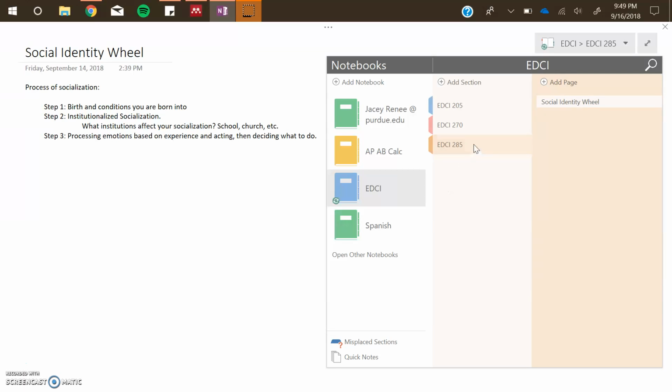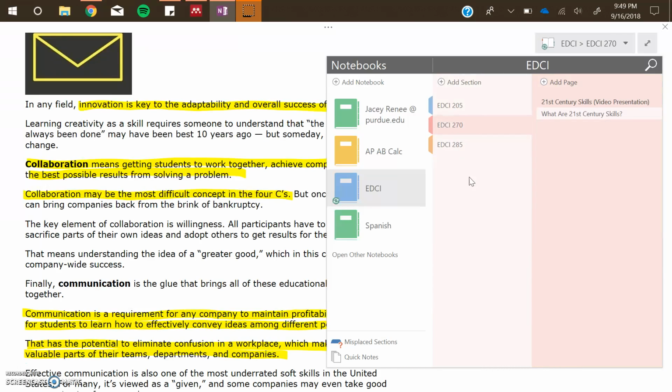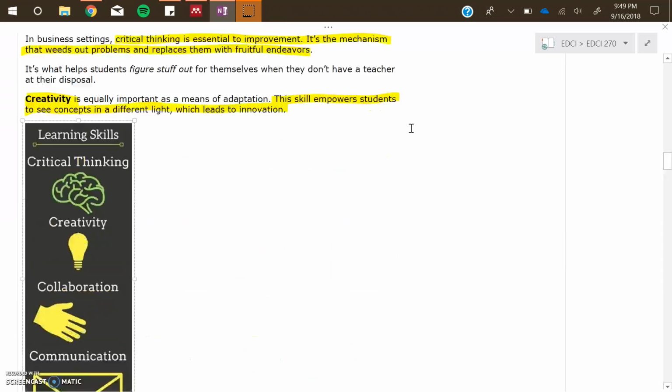So I have notes for 285 on the social identity wheel, which is something we talk about a lot, so I like to keep those notes with me. And then for 270, I have a few things.